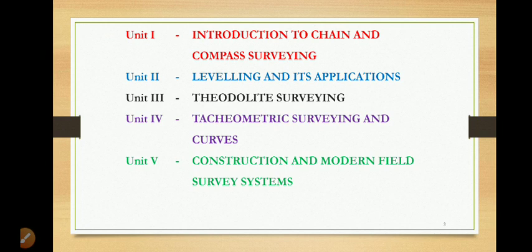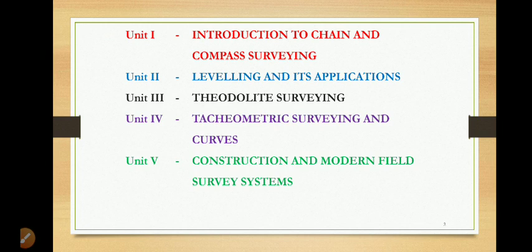In the second unit, we are going to discuss leveling and its applications. Leveling means you find out the height from the main sea level. And in the third unit, we are going to discuss theodolite surveying. The theodolite is an instrument to find out angles, either horizontal angle or vertical angle. By using these angles, we find out the length or area.